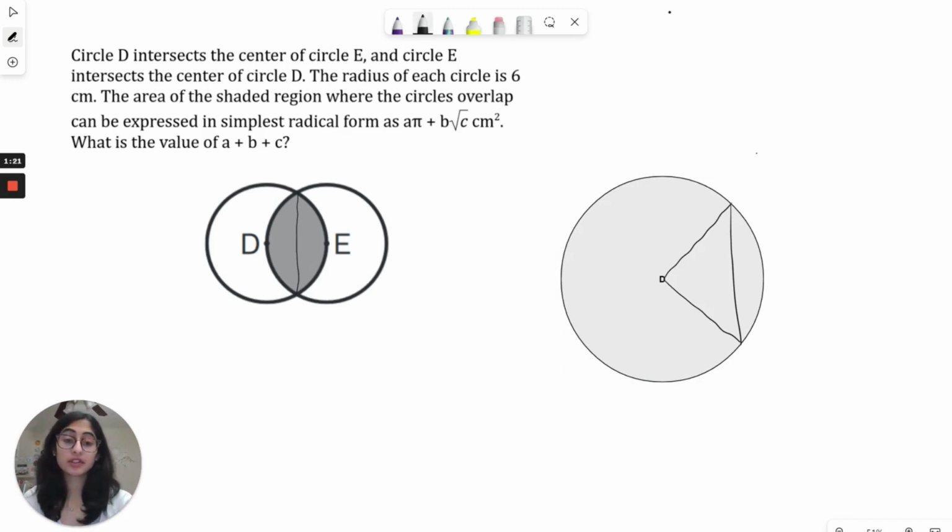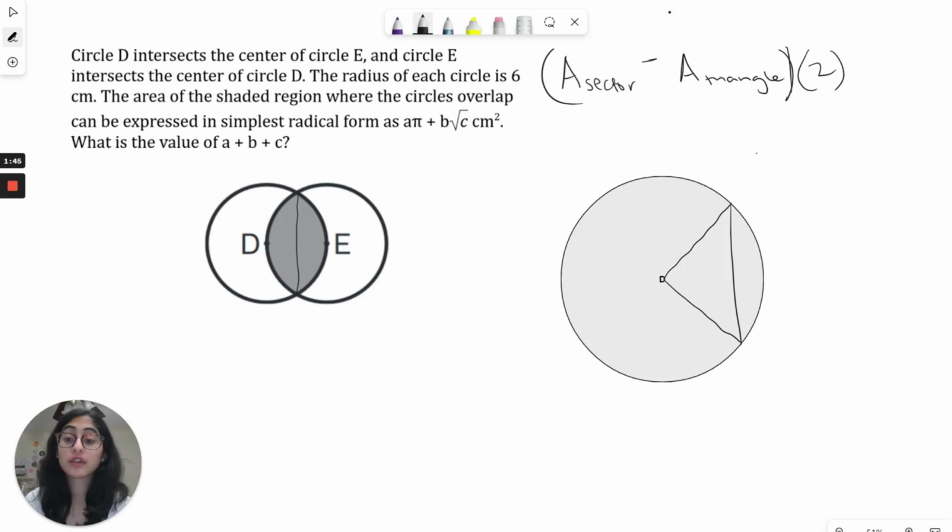Basically, what we're going to do is find the area of this sector right there, and then from that sector, we're going to subtract the area of this triangle, and once we do that, we'll be left with this area, which is half of the shaded region in the full illustration. So that's going to be the area of the sector minus the area of the triangle, multiplied by 2. So that will give us our final answer.